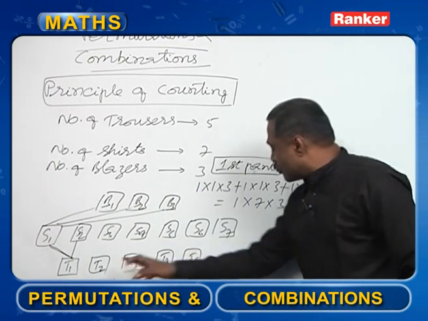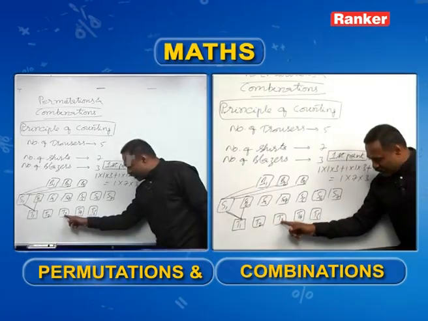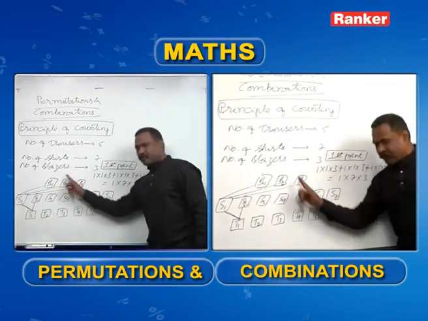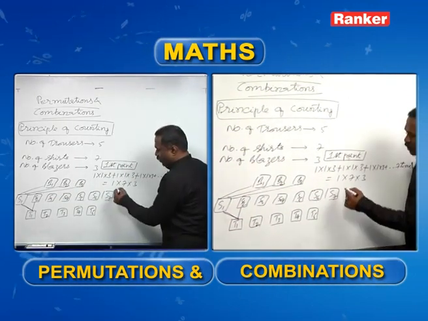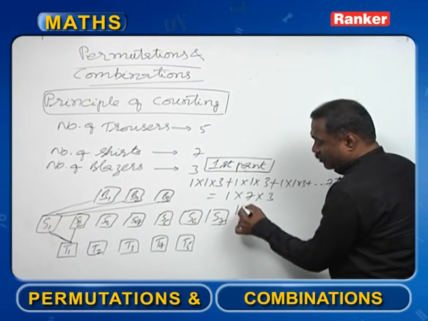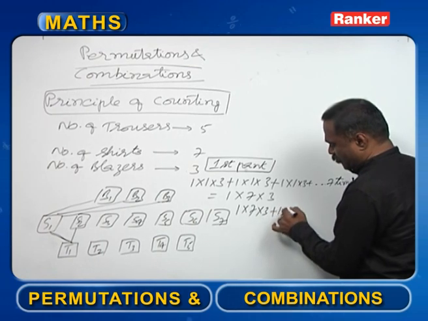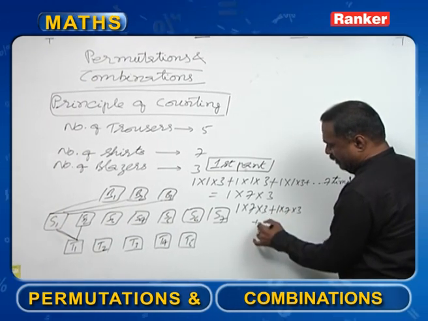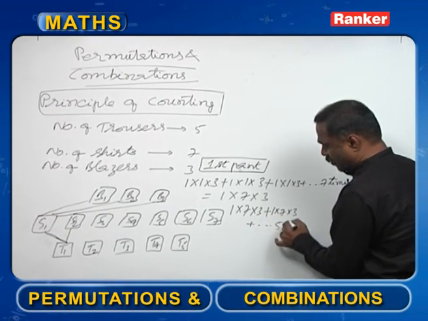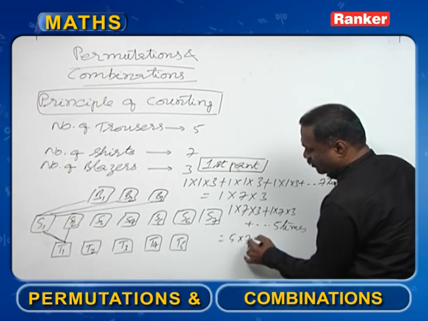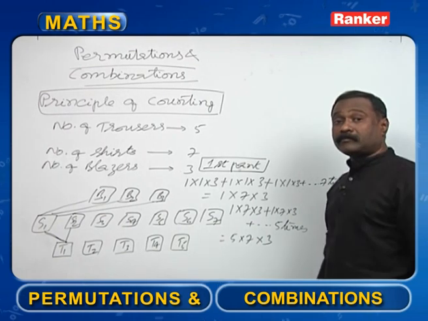And for the second also, same. For the third also, same. For the fourth also, same. For the fifth also, same. So it will be added how many times? 1 into 7 into 3 plus 1 into 7 into 3 plus and so on, 5 times. So it should be 5 into 7 into 3.